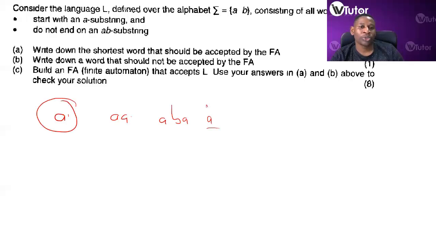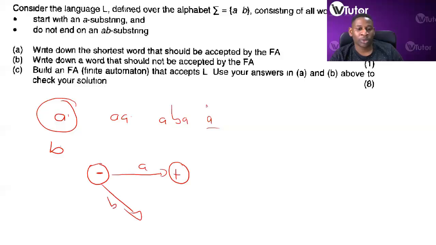I write down a word that should not be accepted by the finite automata. B cannot be accepted by the finite automata. Build the finite automata that accepts all words in {A, B}, and check your solution. So we're saying we start, we've got an A that goes to a final state, but words that start with a B go to a looping state, A or B. They do not leave once you get there. Once you start with an A, you can have anything that you want as long as you do not end with an AB.